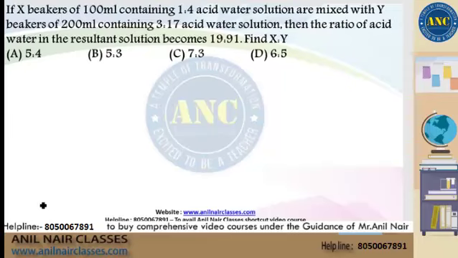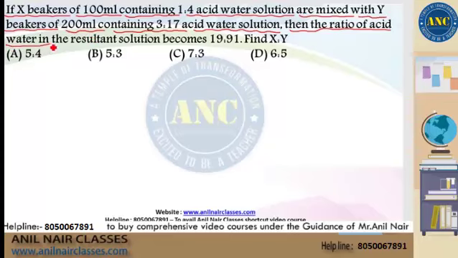See the next question. Again, another beautiful question. Please see this question, sir. If X beakers of 100 ml containing 1:4 acid water solution are mixed with Y beakers of 200 ml containing 3:17 acid water solution, then the ratio of acid to water in the resultant solution becomes 19:91. Find X is to Y.